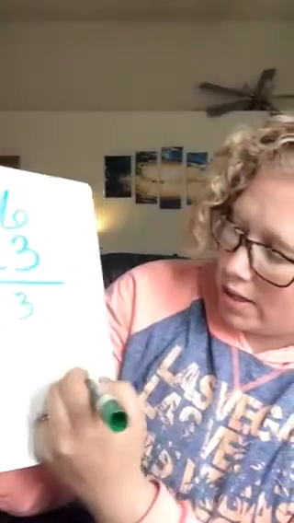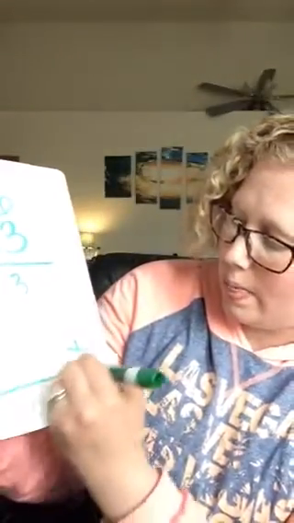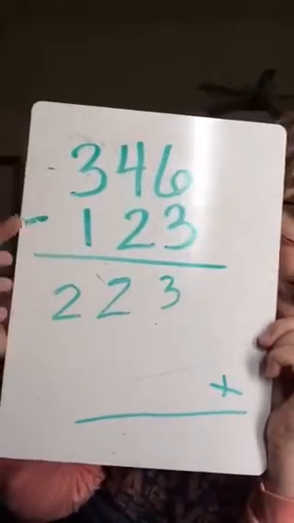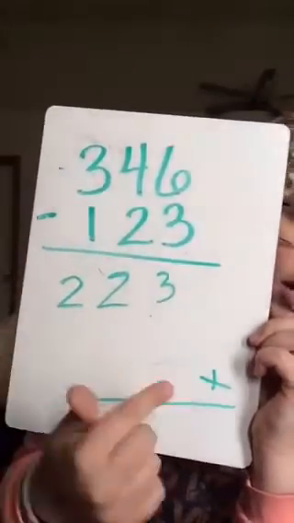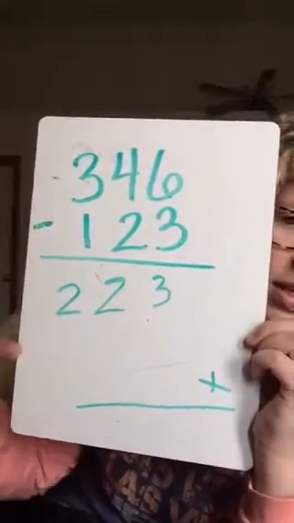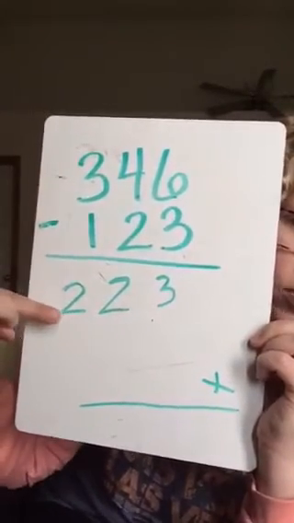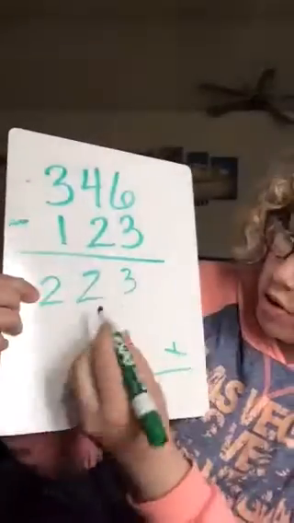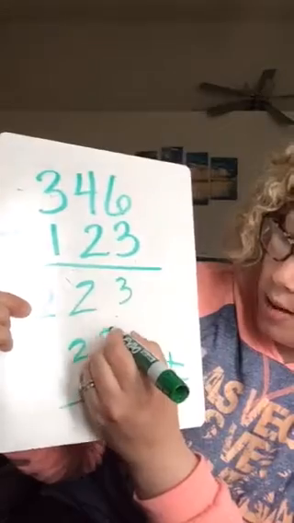Okay, so right down here, I'm going to put my plus sign and my equals. And then same thing, I'm going to do the opposite of subtraction. I'm doing addition. I usually go up to bottom. This time I'm going to go bottom to up. So I start with the bottom number. I have 223. I'm going to put that on top.